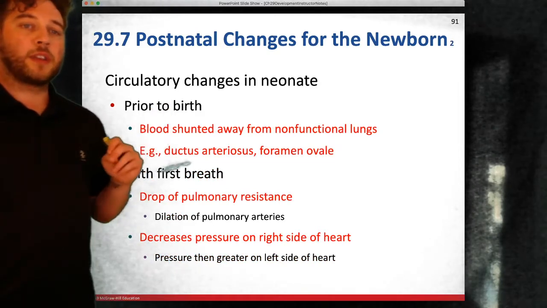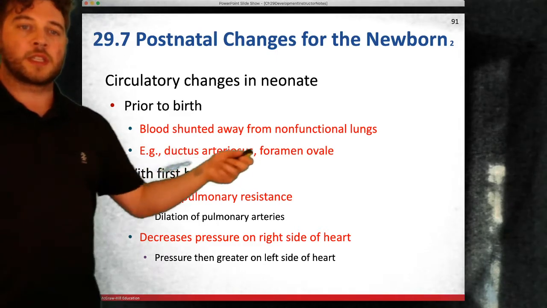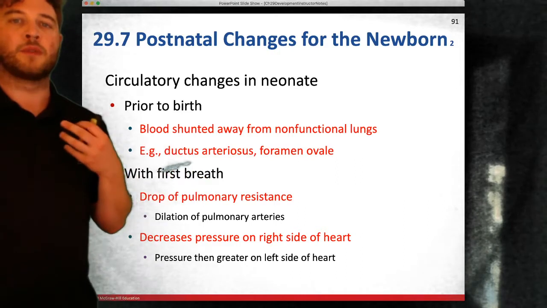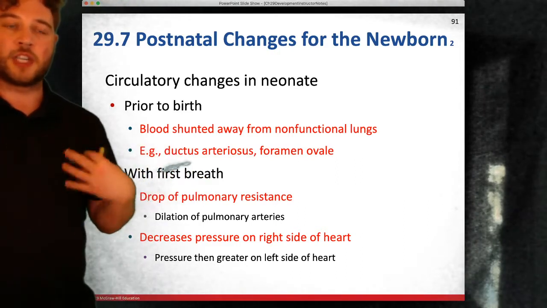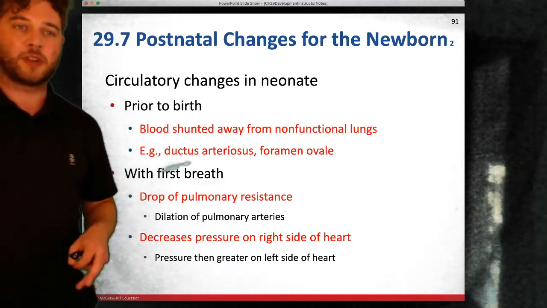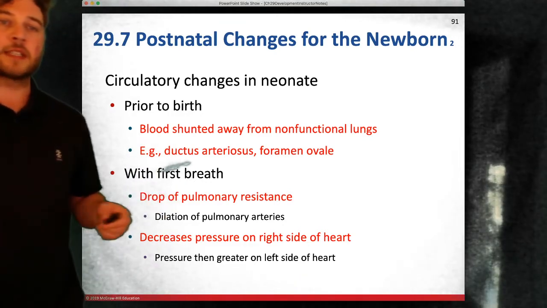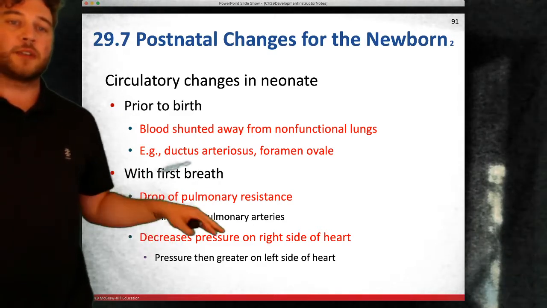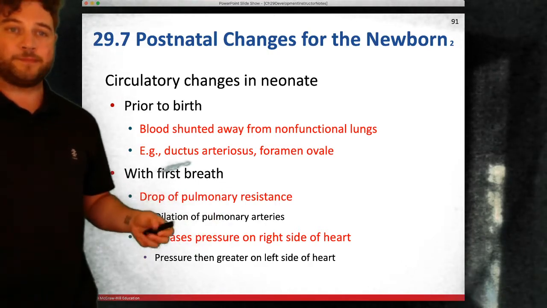So prior to birth, the blood is shunted away from non-functional lungs. The ductus arteriosus and the foramen ovale in the heart make sure that oxygenated blood coming in through the umbilical veins goes from the heart directly into systemic circulation in the fetus. But with the first breath, you have a drop in pulmonary resistance, a dilation of the pulmonary arteries, and the pressures are going to switch. So you have a drop of pressure on the right side and an increase in pressure on the left side.